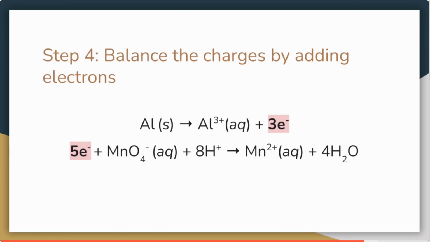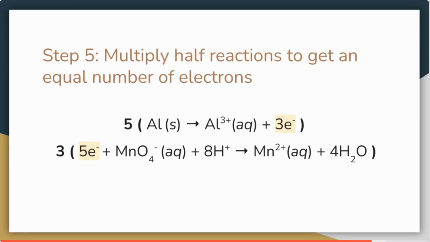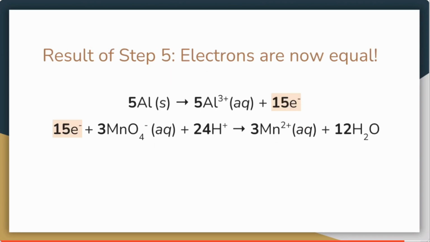Now we have 3 electrons on the product side in the first reaction and 5 electrons on the reactant side of the second equation. Step 5 involves multiplying the half reactions in order to get an equal number of electrons. Since the first reaction has 3 electrons and the second reaction has 5 electrons, and the closest common multiple is 15, we have to multiply the entire first reaction by 5 and the entire second reaction by 3. Make sure to multiply every species involved in the reaction.